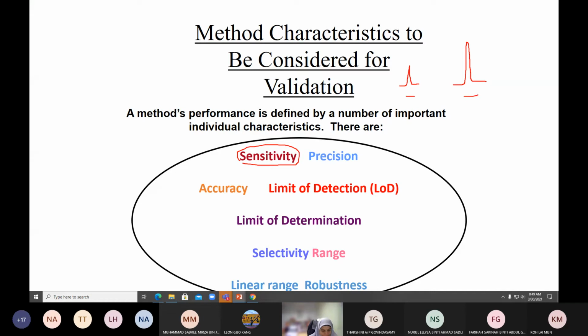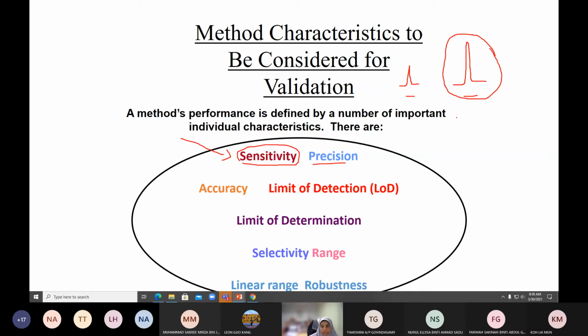Yes. So instrument number 2 is sensitive enough. The sensitivity is one of the important things that we should determine. Is your method sensitive? If yes, what is the sensitivity value? That is how you have to validate your method.